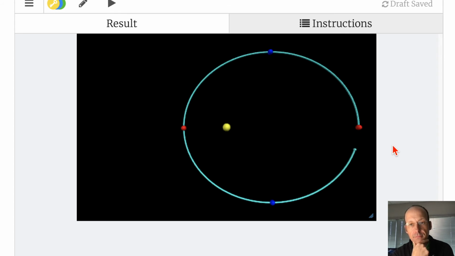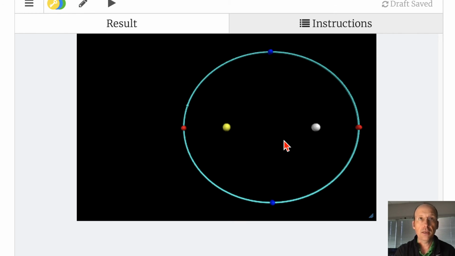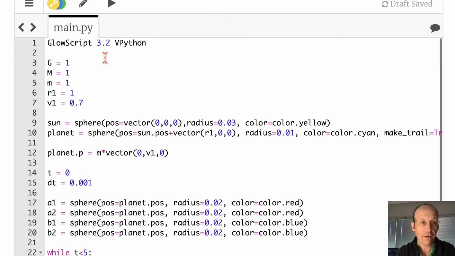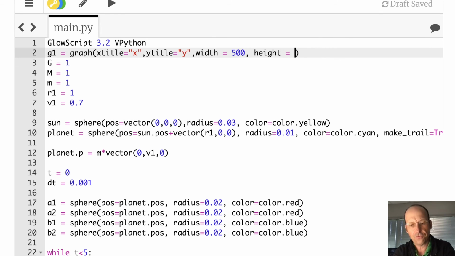Nice. Okay, so I'm going to make a graph of an ellipse. I want to plot this trajectory, and then I will add on a graph of the ellipse, and it should be the same thing. That way we can see they're the same thing. So I'm going to add a graph up here, at the top. G1 equals graph, xtitle equals X, ytitle equals Y, width, you've got to spell it right, width equals 500, let's do height equals 500, but let's do 300. It's not going to work out perfectly anyway, so I don't really care.